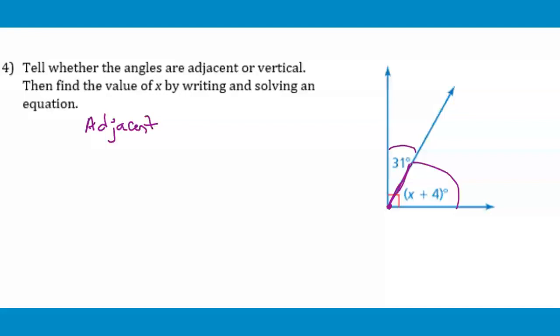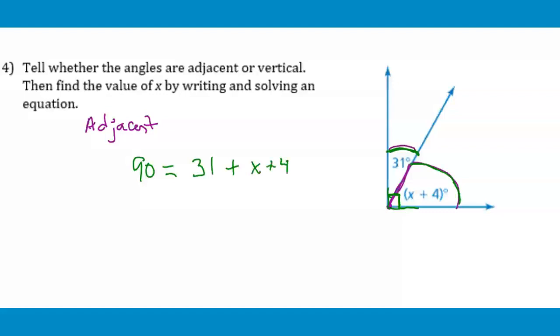Well, they are adjacent, and I do know if I put them together, they form this angle. And that angle there is a right angle. And what do I know about right angles? Right angles are equal to 90 degrees. So I know 90 degrees equals the 31 degree angle, 31, plus this second angle of x plus 4.